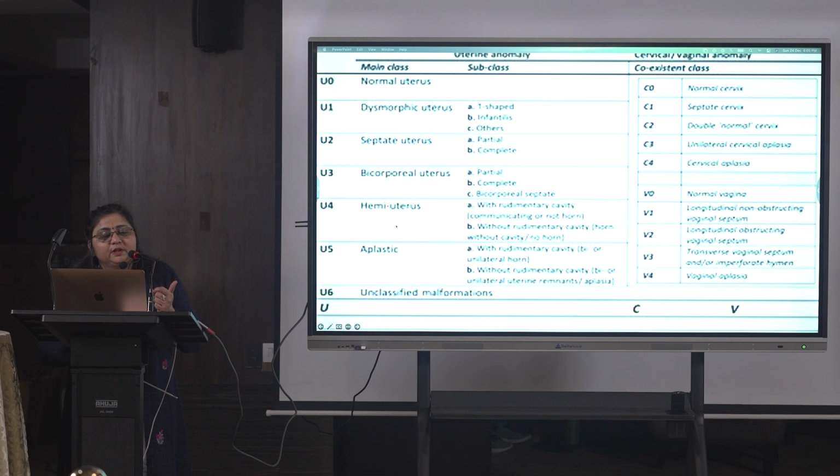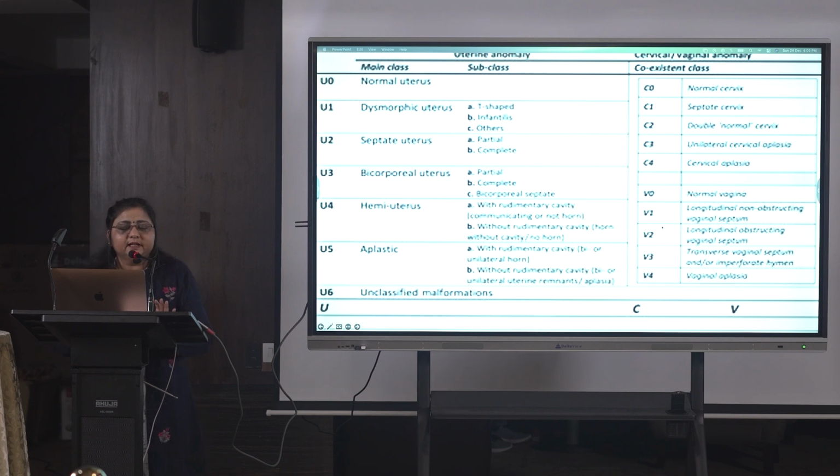And hemiuterus with a rudimentary cavity, communicating and non-communicating horn. Aplastic uterus with rudimentary cavity or without rudimentary cavity. And the advantage of this classification was it included cervix and vagina also.